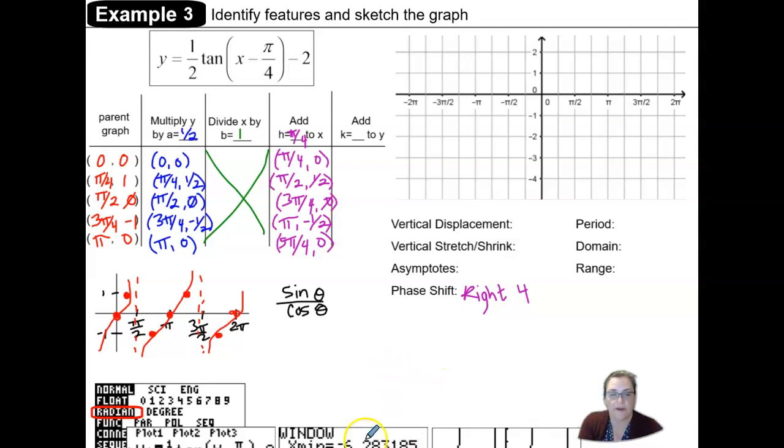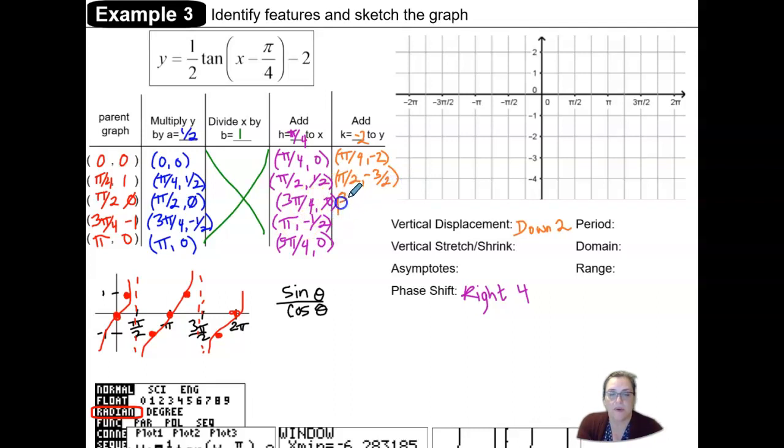Now we have our vertical displacement. K is a -2, so that's going to displace our graph down 2 units. So all of the y values will decrease by 2. The x's will stay the same. So we've got pi over 4, comma 0 plus -2 is -2. Then pi over 2 and 1/2 plus -2 is -3/2.